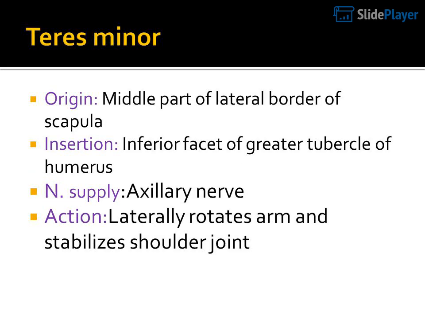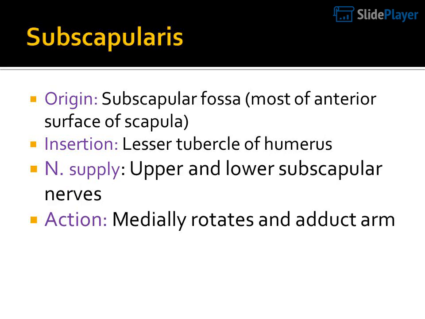Teres minor, nerve supply: axillary nerve. Origin: middle part of lateral border of scapula. Insertion: inferior facet of greater tubercle of humerus. Nerve supply: axillary nerve. Action: laterally rotates arm and stabilizes shoulder joint.